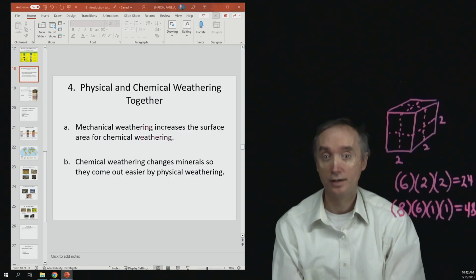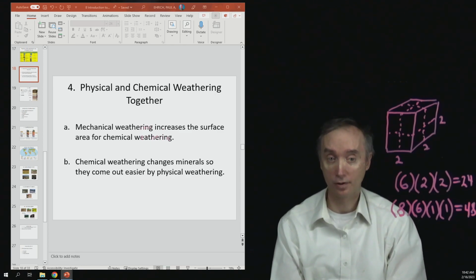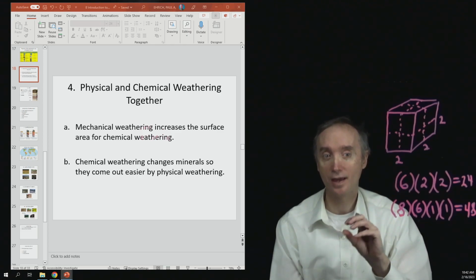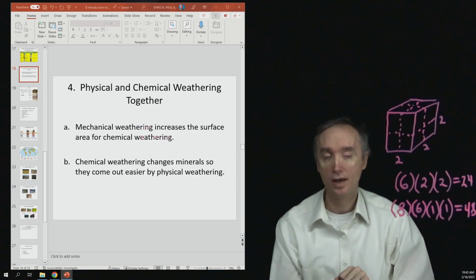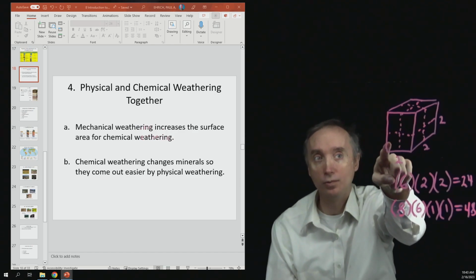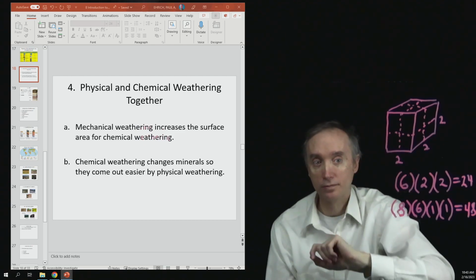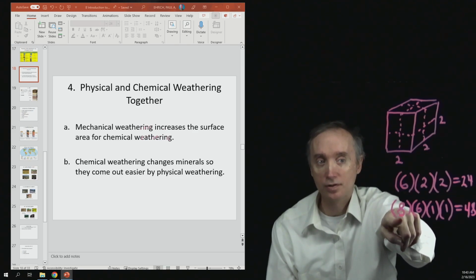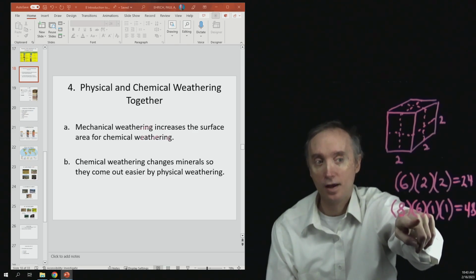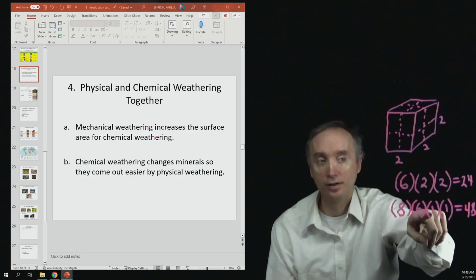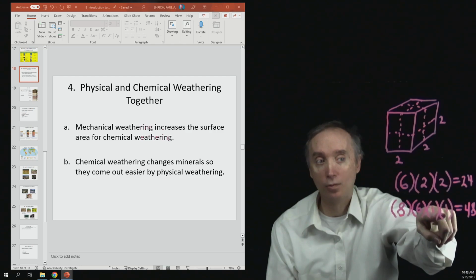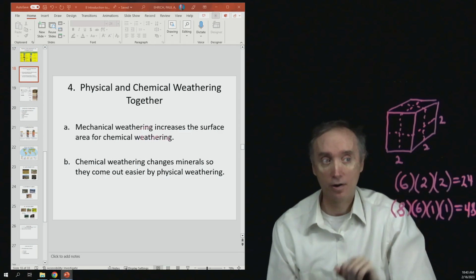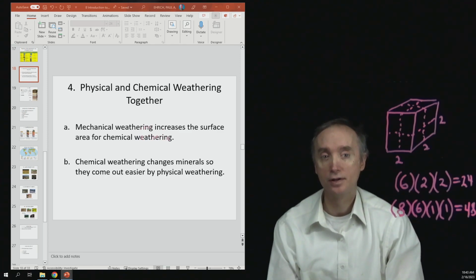original cube. Now let's say that physical weathering occurs, and so it breaks that big cube up into, let's say, 8 smaller cubes. And each of the small cubes is going to be 1 centimeter by 1 centimeter by 1 centimeter. So you're going to have 8 little cubes. Each of the little cubes will have 6 faces, and then each of the little cubes is going to be 1 centimeter by 1 centimeter. That would be its area, the surface area. And so when you add that all together, you get 48 centimeters squared.